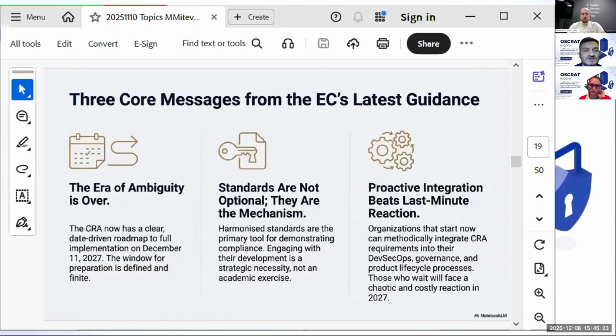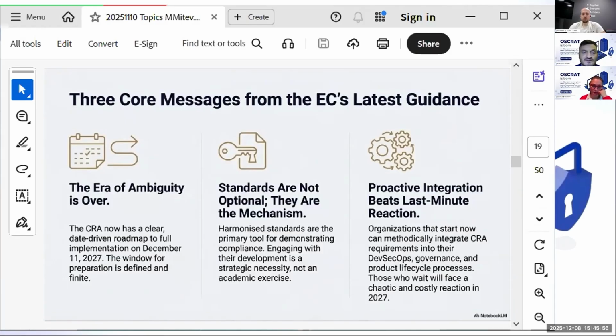To finish, here are the three main messages from the European Commission. First, the period of uncertainty is ending. The CRA now has a clear timeline and deadline guidance, leading to full application in December 2027. Second, standards are not optional.